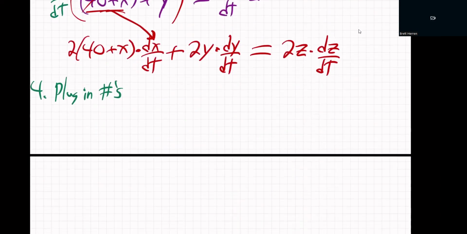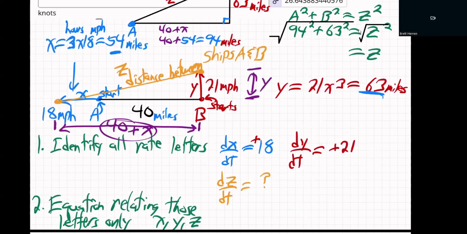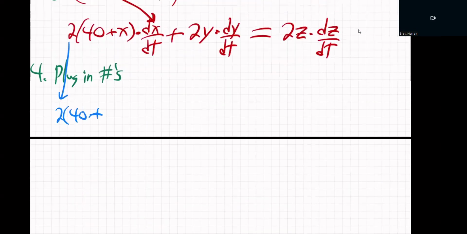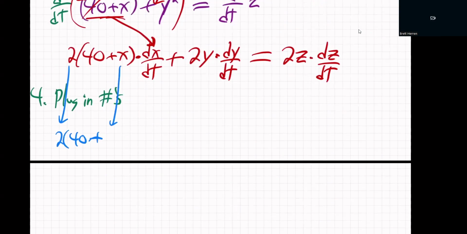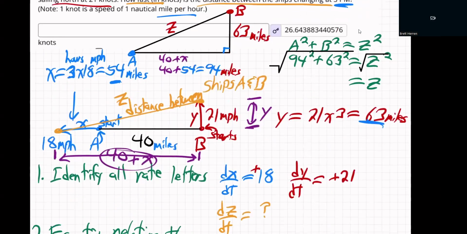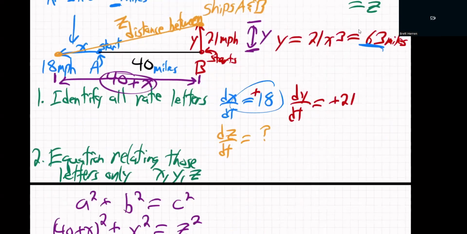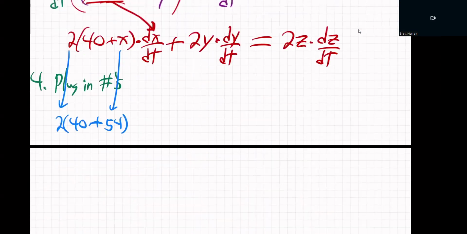All right, here we go. Plug in the numbers. It's getting ugly, isn't it? All right, bring down. So we got 2 times 40 plus x. What was x? Remember x? Well, it's 54. So bring that down. Times dx dt. We had that somewhere too. There's a lot to this problem, isn't there? Where's dx dt? There it is. dx dt is 18.